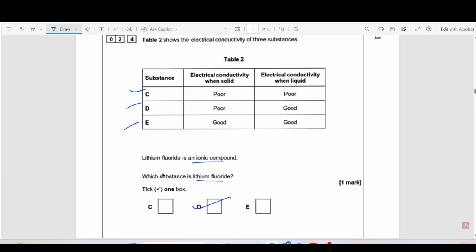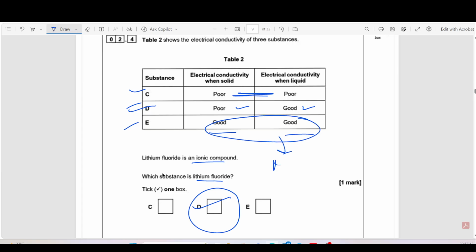So basically, substance C is a poor conductor in both states. As you can see, substance D is poor when solid, and when it is liquid, it's good. So that means this is D, right? And substance E is good and good. So it can be a metal, right? Because metal is a good conductor when it is solid or liquid. Okay, now let's see the next question.